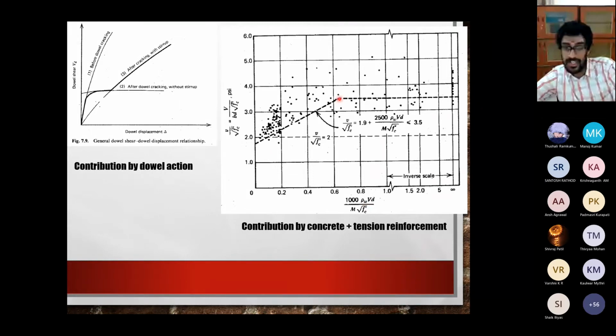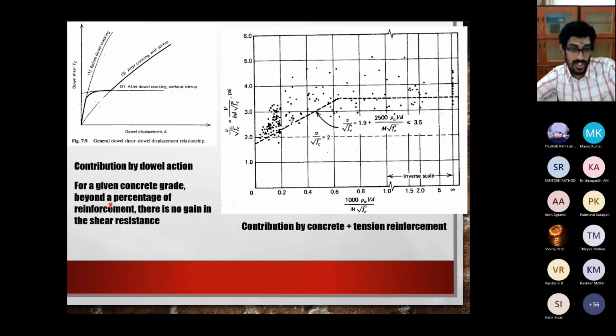Okay, so when you have a look at this, you are seeing that there is a certain linear increase up to a certain level of tension reinforcement. And beyond this level of tension reinforcement, there is no more gain in the shear resistance. Okay. So for a given grade of concrete, beyond a percentage of reinforcement, there is no gain in the shear resistance. That is what is shown by this. Up to say about 0.6 or 0.65, you see there's a gain in the shear resistance, and beyond that there is no gain.